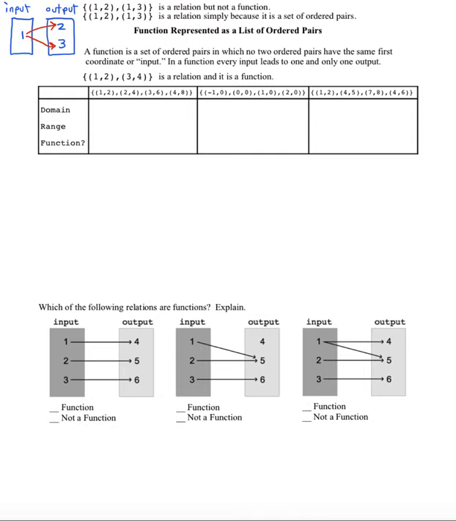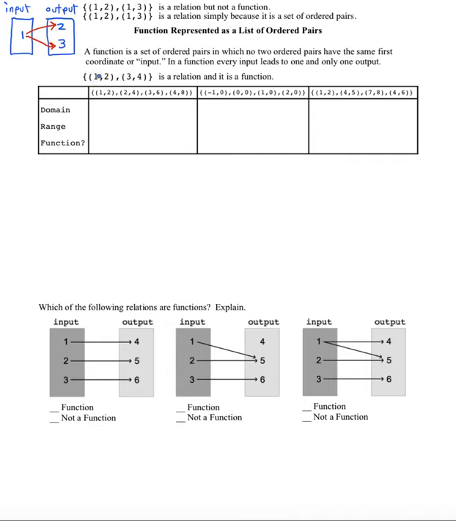However, it's not considered a function, and the reason why is because a function is a set of ordered pairs in which no two ordered pairs have the same first coordinate or input. In a function, every input leads to 1 and only 1 output. So that's the problem here, is that the 1 leads to both 2 and 3. That's what the coordinate pairs tell us, and that's what this diagram tells us as well. And so that makes it not a function.